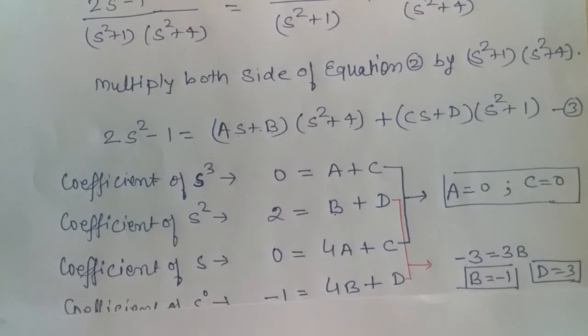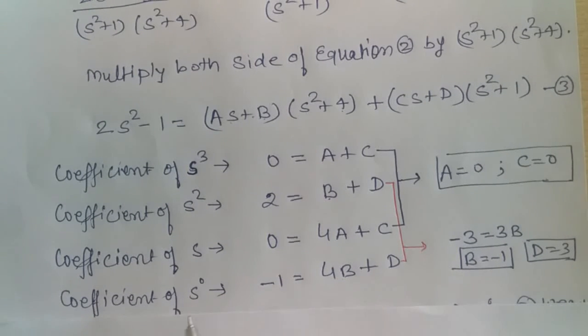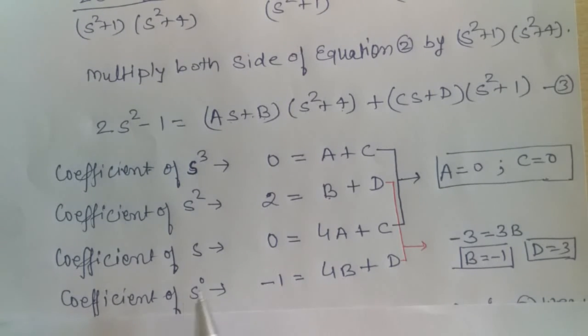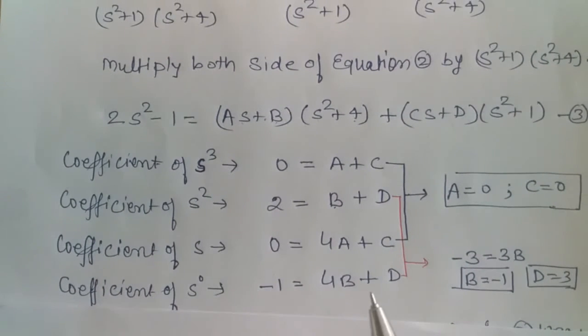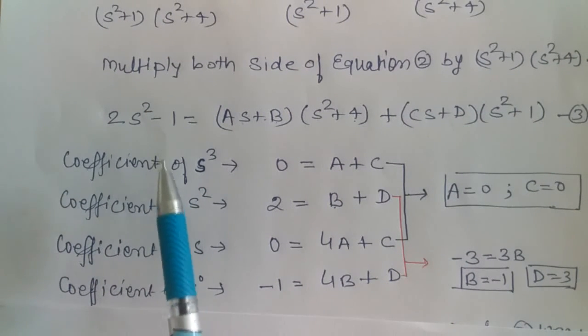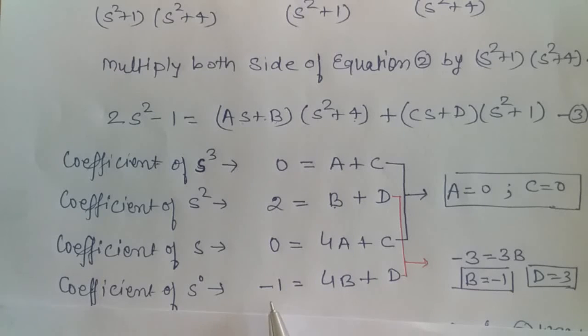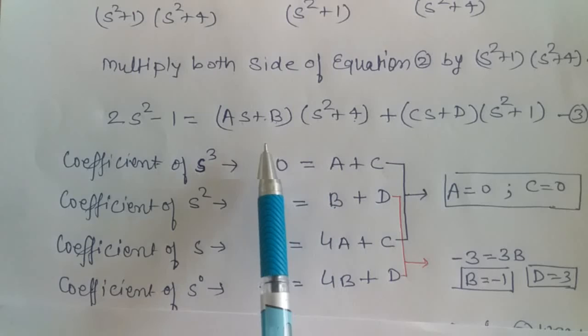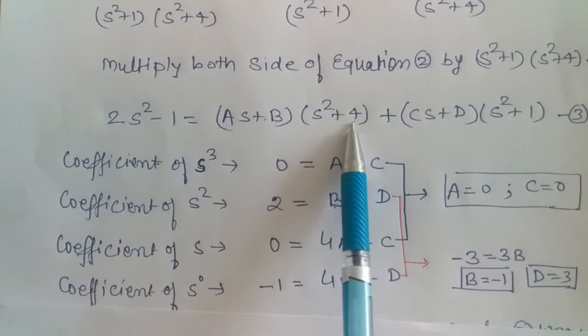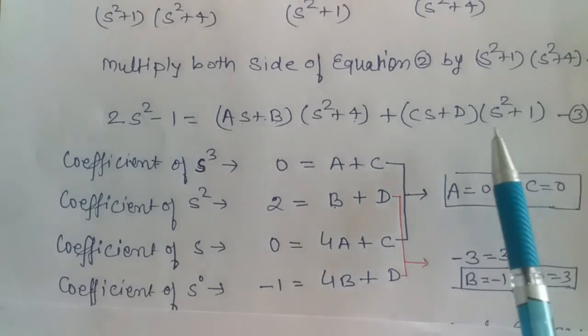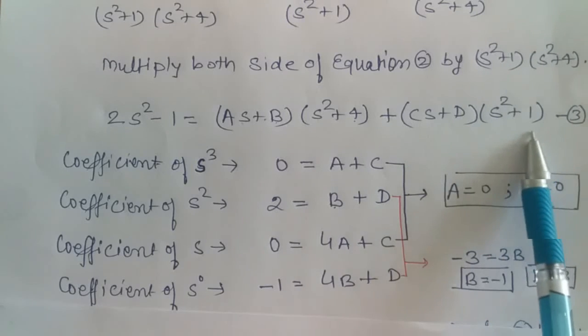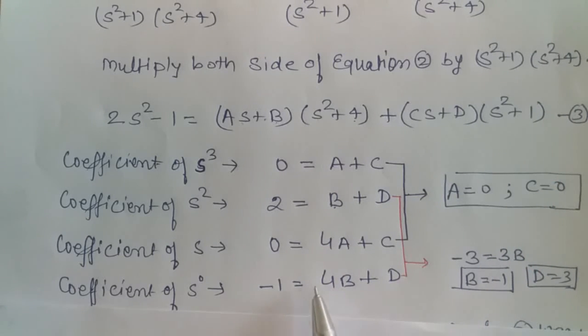And finally we compare the constant term, that is the coefficient of s power 0. The constant term in the left hand side is -1, the term which does not contain s. And in the right hand side, the constant term is 4b, which does not contain s, plus here the constant term is d. So we have -1 equal to 4b plus d. So we get 4 relations to identify 4 constants.